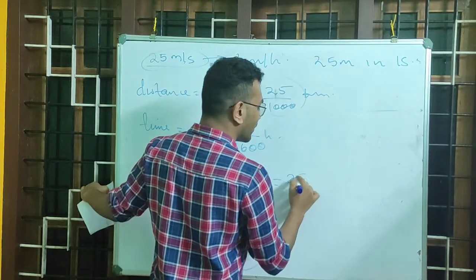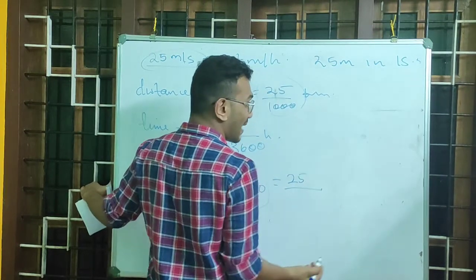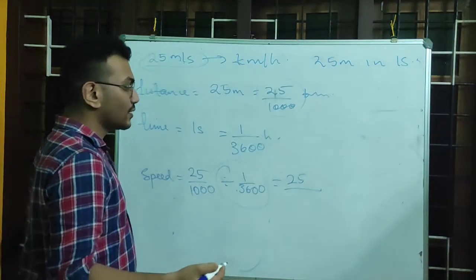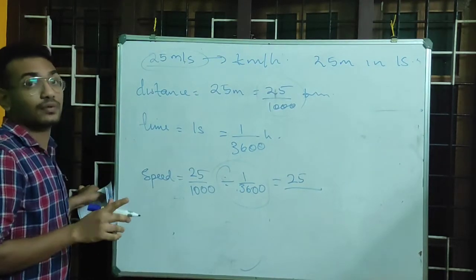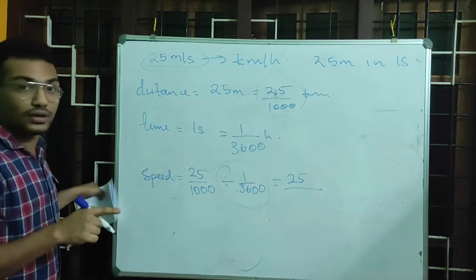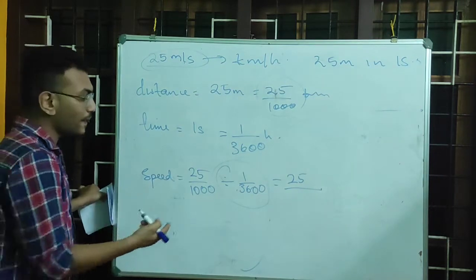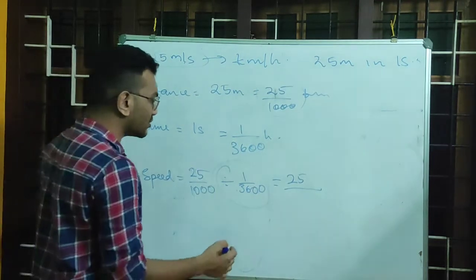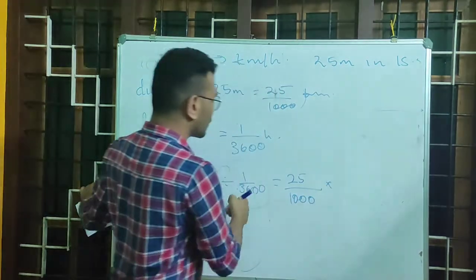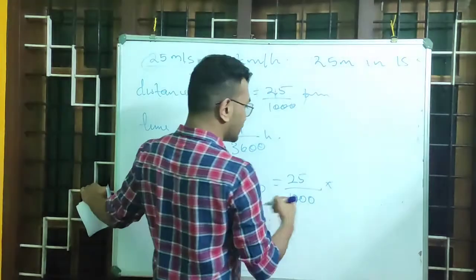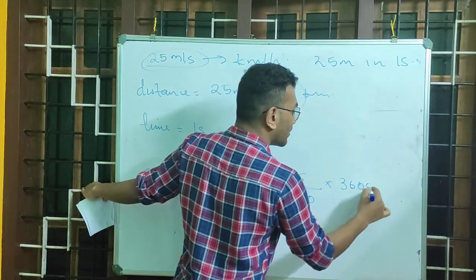This is all basic mathematics that we are doing. That's why I am going on. I hope you have studied it in maths thoroughly. If you don't know it, revise it. So this is just division by a fraction. So 25 by 1000 into, what is the reciprocal of this? 3600 by 1.